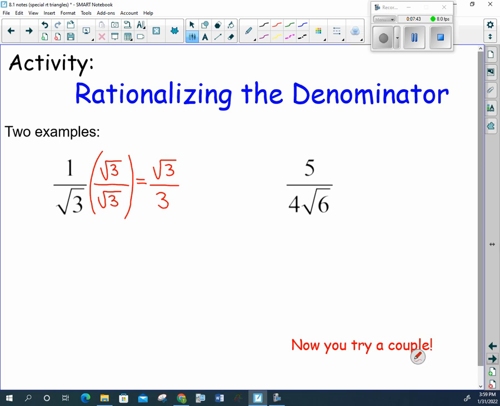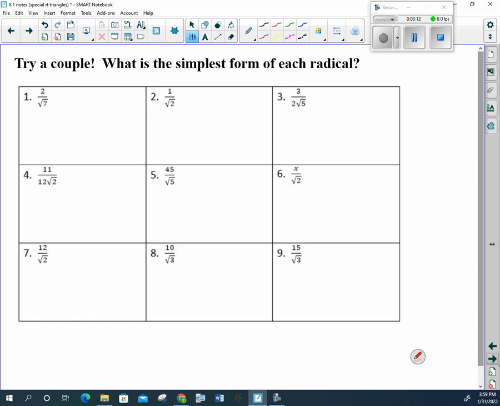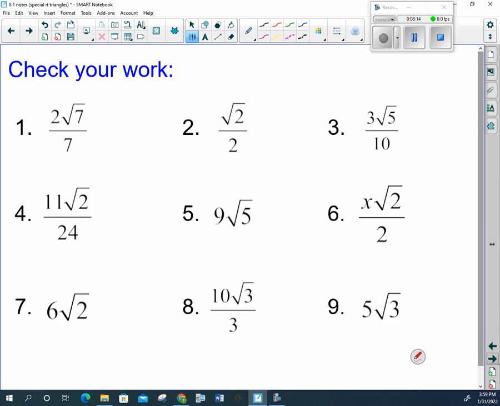Over here on the one on the right, the 4 in the denominator is okay to have. It's just the square root of 6. So we need to rationalize the square root of 6. So we're going to multiply square root of 6 divided by square root of 6. So that's going to turn out to be 5 square root of 6 over 4 times 6. Well, you're going to want to go ahead and multiply that out. So 5 square root of 6 over 24. And that's your answer. Okay, so here's some for you to try. And here's the answers.